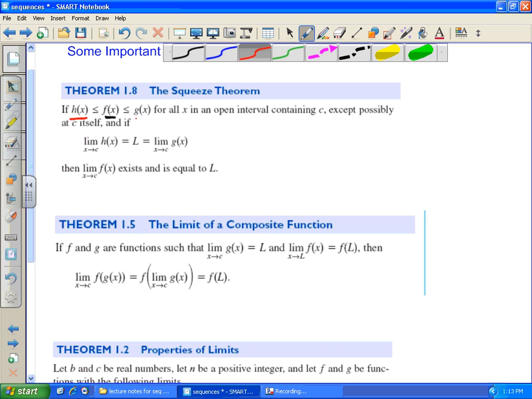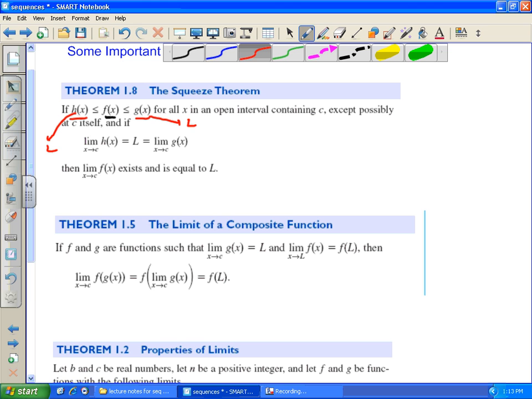Basically, it's telling you that if you have three functions, f of x is squeezed between h of x and g of x. So f is between h and g. That's kind of like f is sandwiched between h and g, right? And if you happen to know that the limit of g is L, and the limit of h is L, then any guesses what the limit of f would be? That has to go to L as well.